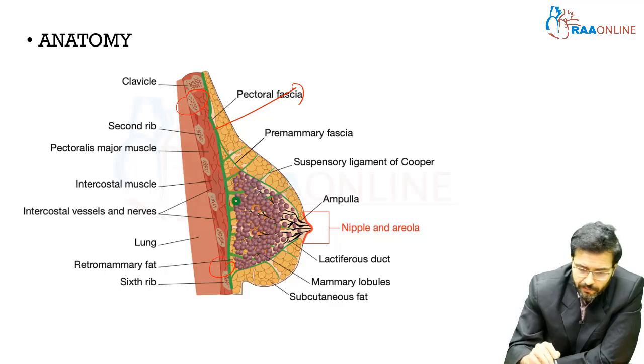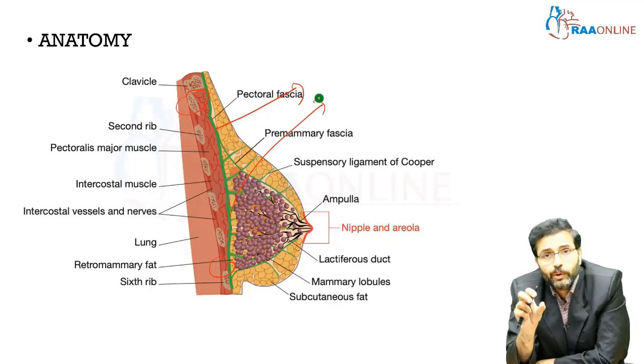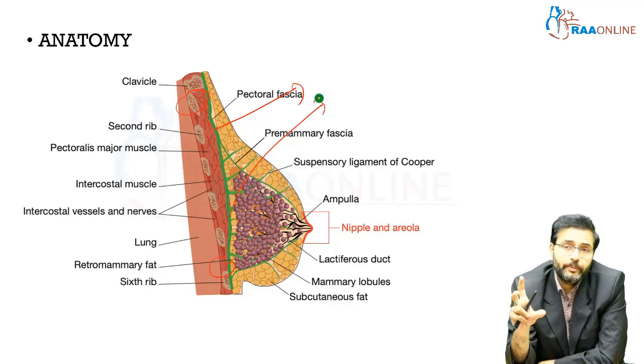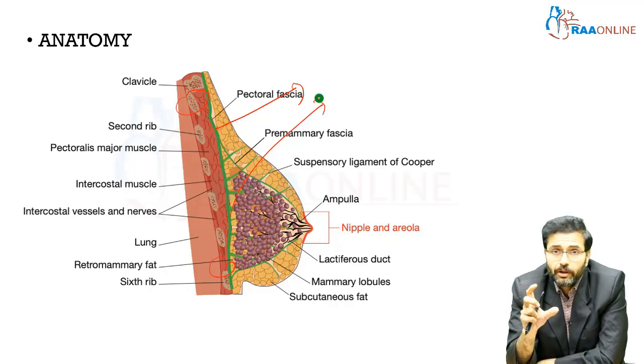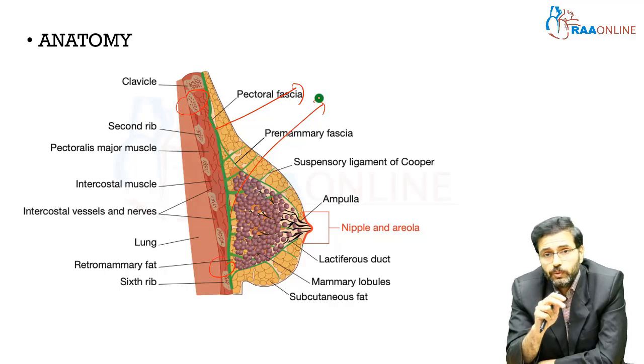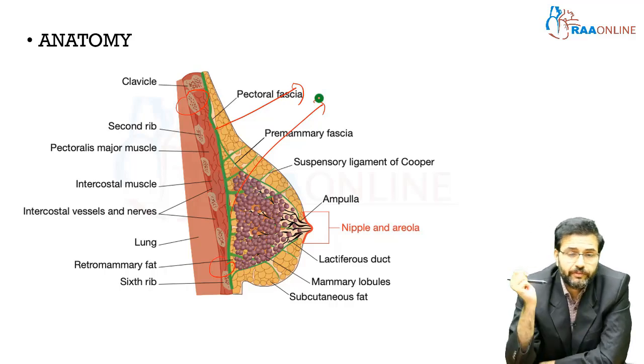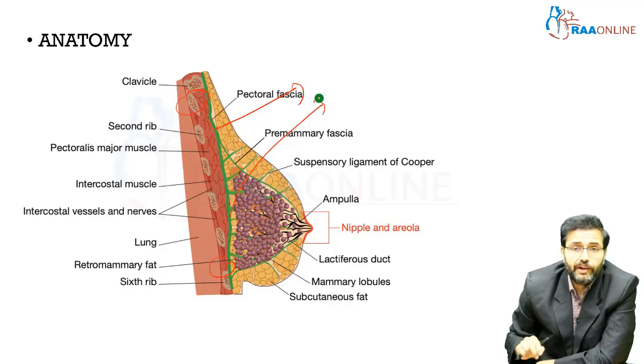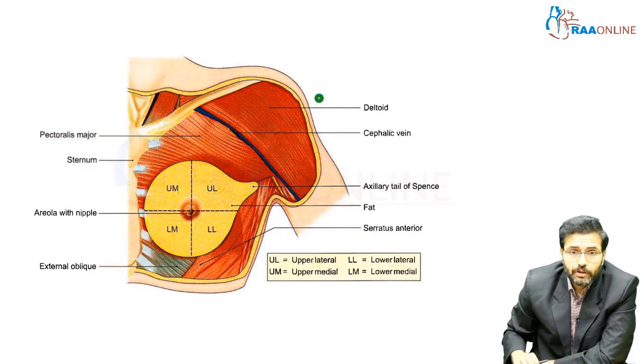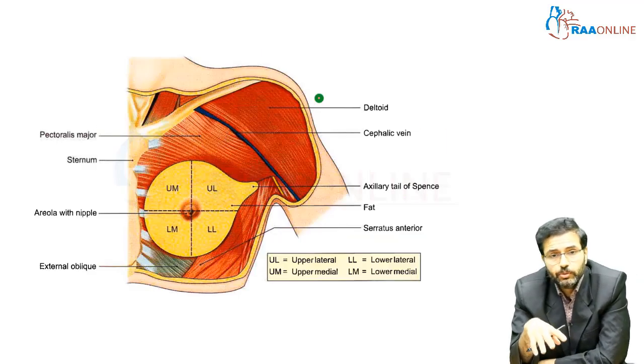In between the pectoral fascia and the breast tissue, you have a large amount of loose areolar tissue. It is because of the presence of this loose areolar tissue that the breast is so mobile. It is freely mobile because the loose areolar tissue separates it from the pectoral fascia. Deep to the pectoral fascia, we have the muscles. The most important muscle it is related to is the pectoralis major muscle.